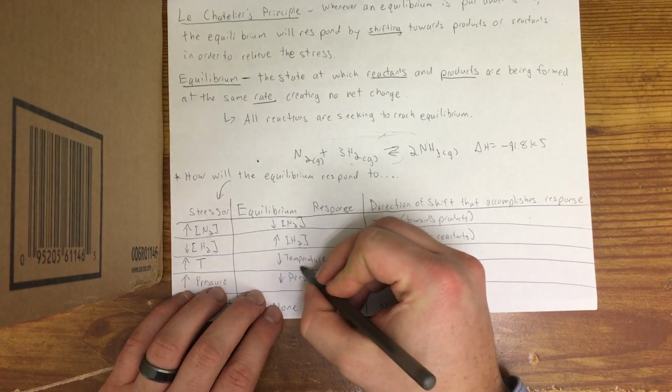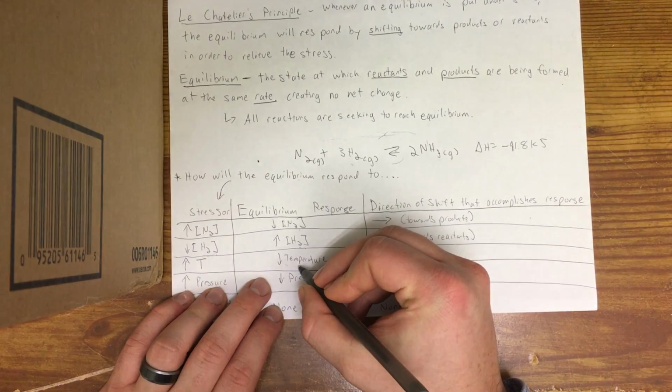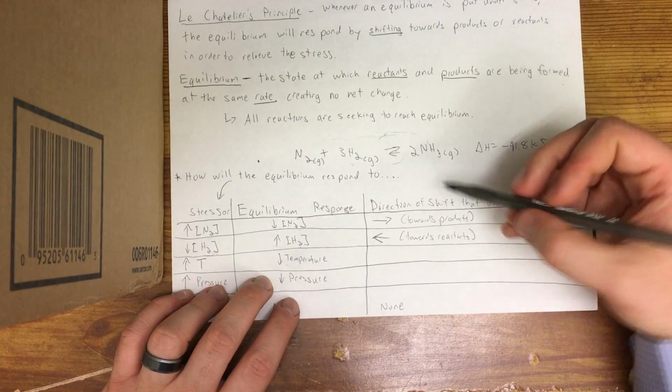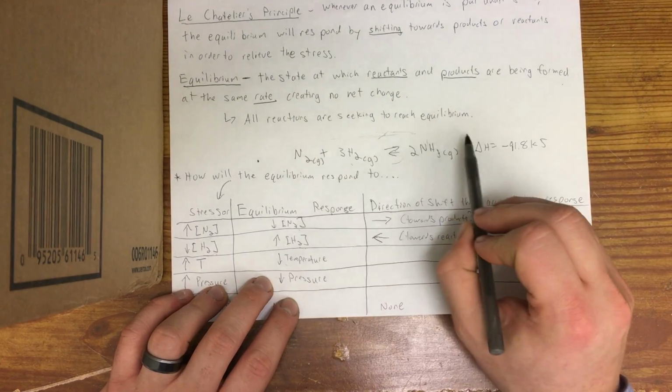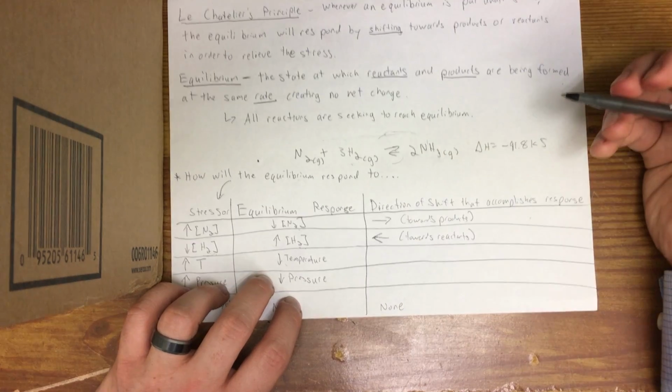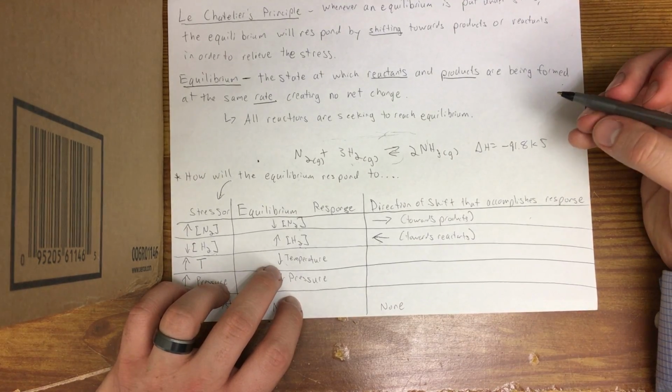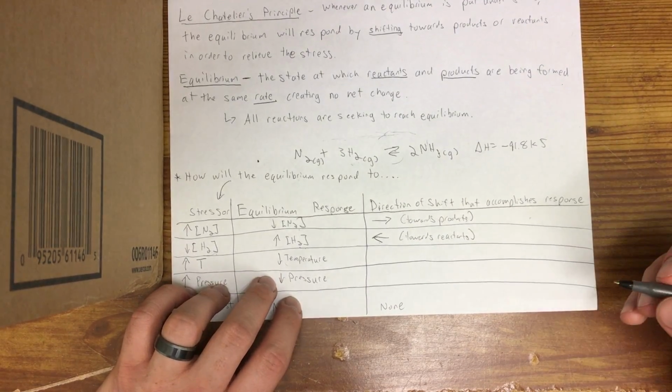So whenever we're given any problem involving temperature, we need to figure out where the heat is. Is heat a reactant or is heat a product? In order to determine that, we need to know whether the reaction is exothermic or endothermic.